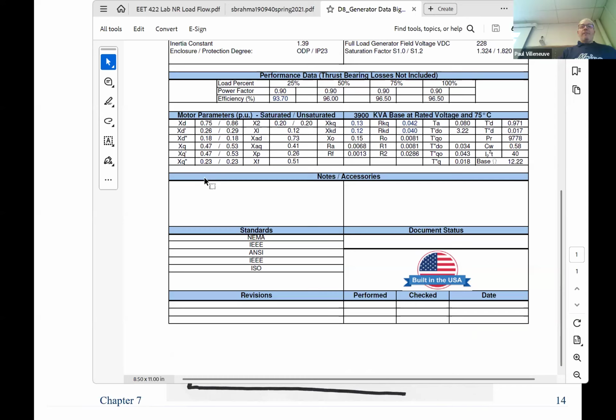And for what it's worth, XD double prime stands for sub-transient. So start to think about the term transient, what that means. So that's sub-transient. XD single prime is the transient value, and XD is the steady state value. So remember we talked about the times when the amount of current is being delivered. XD double prime is sub-transient, so very fast. XD single prime is not quite as fast. And then lastly, XD is what it can deliver as long as the machine doesn't burn up.